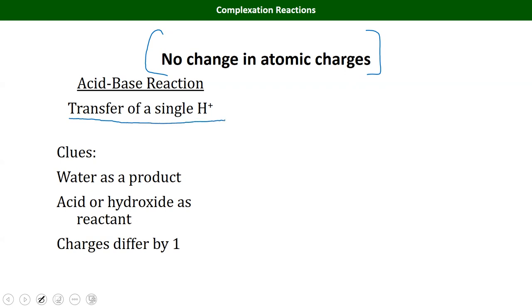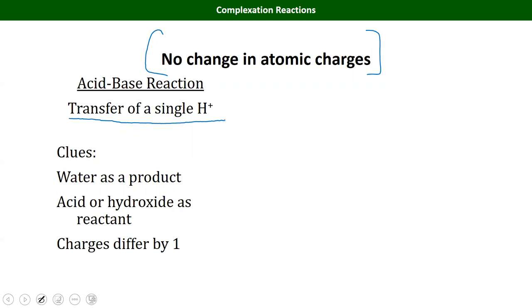And so here's one of the most significant complexation reactions. It's an acid-base reaction. And the easiest way to see those is if it involves the transfer of a single H plus ion. So you're not moving electrons, you're moving an H plus. Well, if you're moving an H plus, that means that the charge on the whole molecule can change, but overall it should be easy to recognize before and after as being pretty much the same atoms. The ones I have listed as clues aren't always true, but they're certainly suggestive.